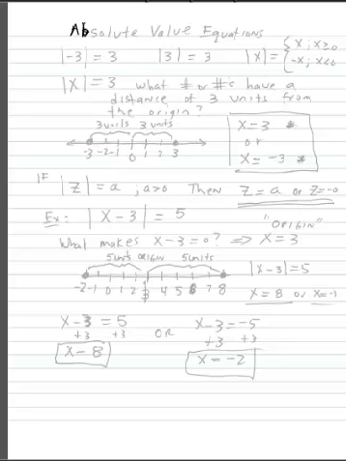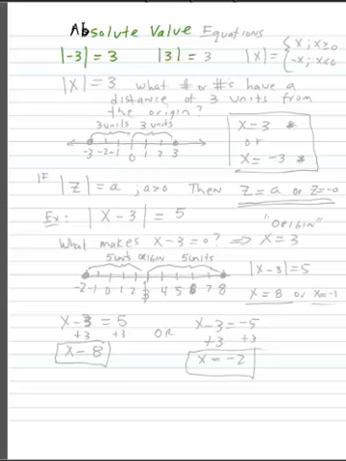In this session, we're going to look at absolute value problems involving equality. Absolute value represents the distance away from the origin. So the absolute value of -3 is asking us how far is -3 away from the origin. And -3 is 3 units away from the origin, so the absolute value of -3 is 3.